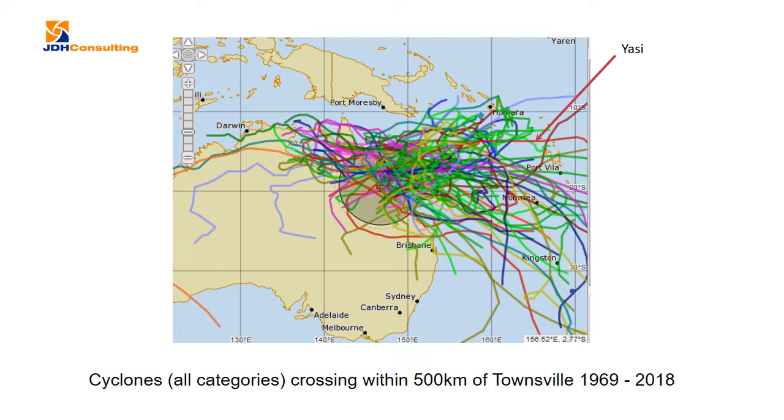One of them in the middle there, that red one, is Cyclone Yasi, which was probably one of the most famous in that period, did a fair bit of damage. We'll talk about that one later.